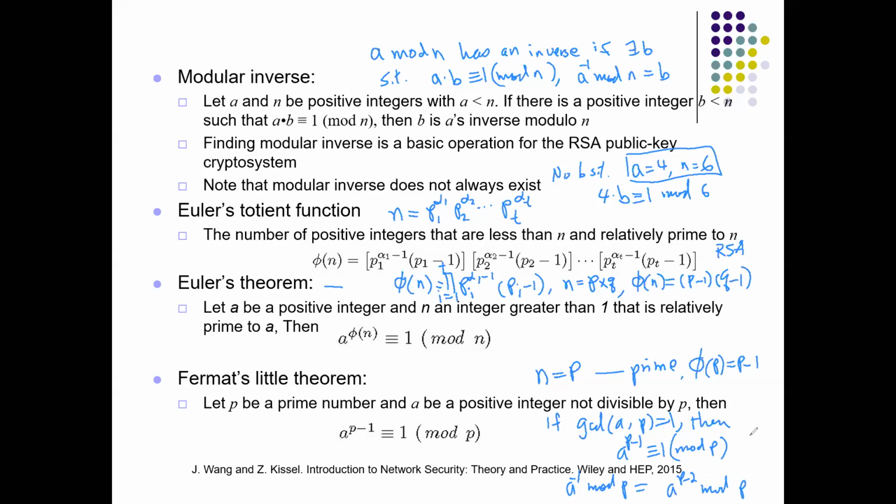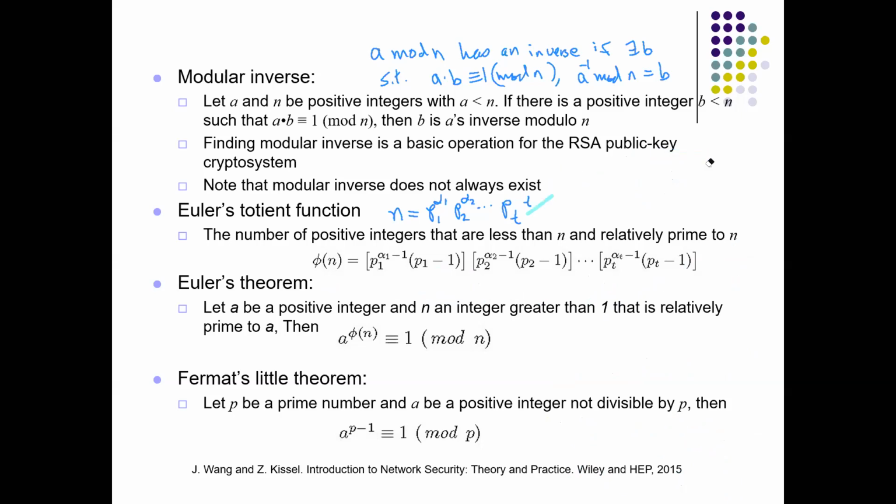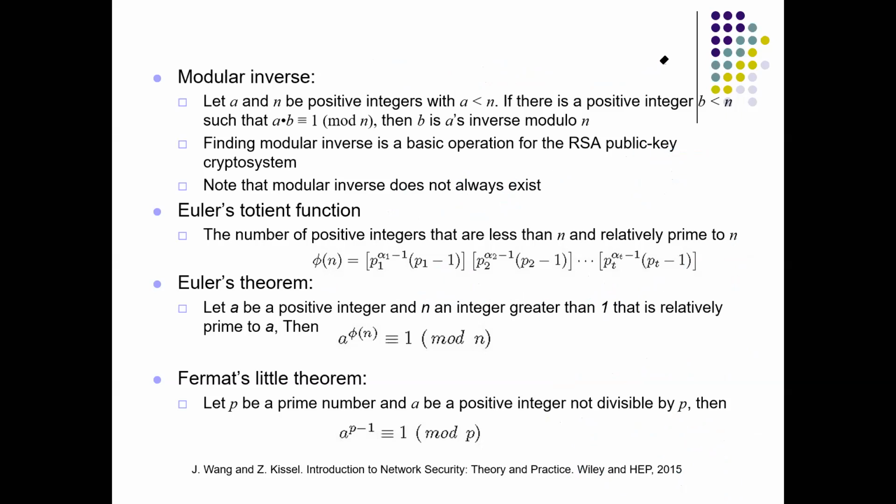Okay, so now we know when the modular inverse of a mod n exists. We will need to use this result in RSA cryptography or public key cryptography. We're going to use this quite a bit. I'm going to remove this before I go to the next slide. Okay, so I'm clean.